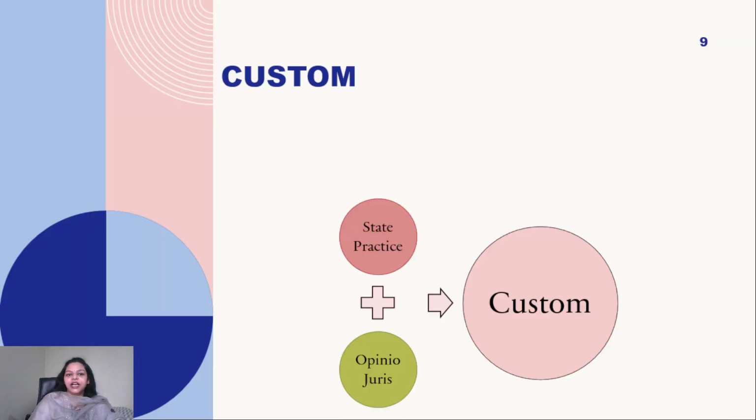So here, a custom must have two elements, as mentioned in Article 38, Clause 1, Subclause B. First element is state practice. State practice is where there must be evidence. If a state is argued to be under an obligation to follow international custom, then there must be evidence to prove that that custom was there, and that custom is there because of two elements.